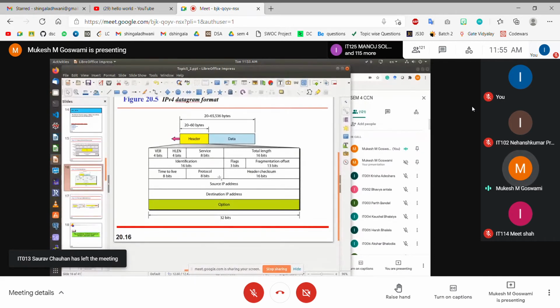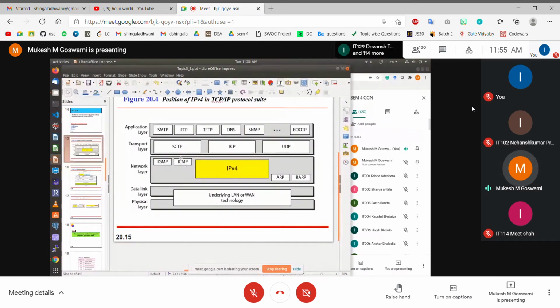The next 8-bit is a protocol field. The protocol field basically identifies which higher level protocol you are carrying the data for, right? The higher level protocol that sends data can be a transport layer protocol like UDP and TCP, or it can even be an upper IP layer protocol. These upper IP layer protocols are IGMP and ICMP, right?